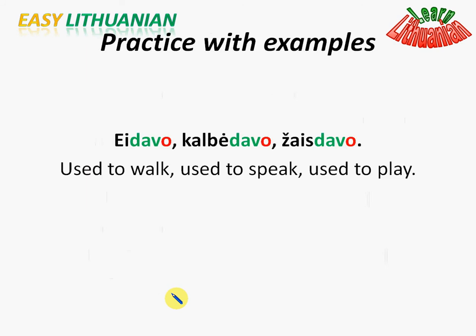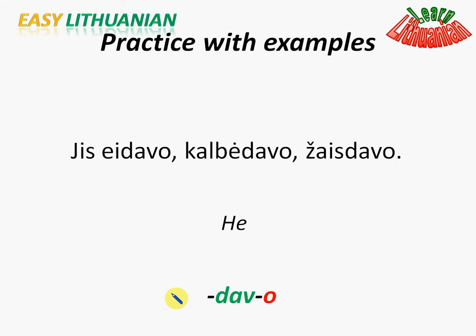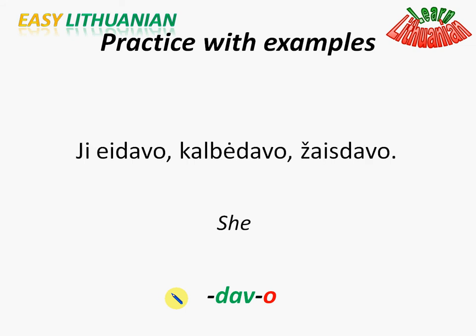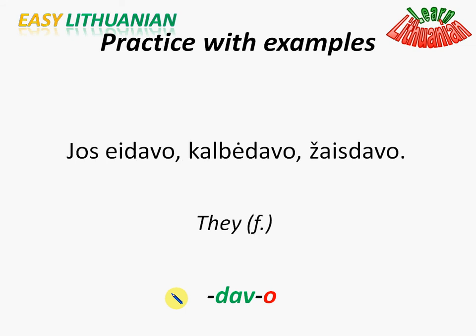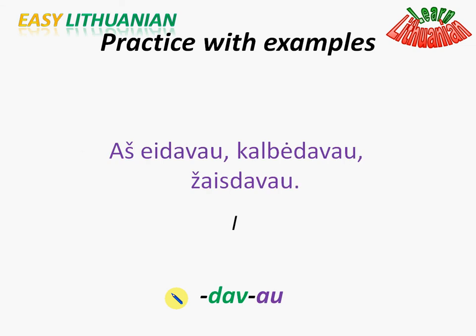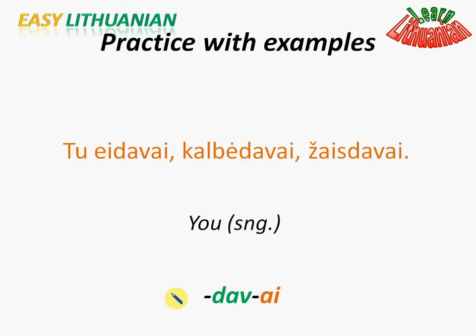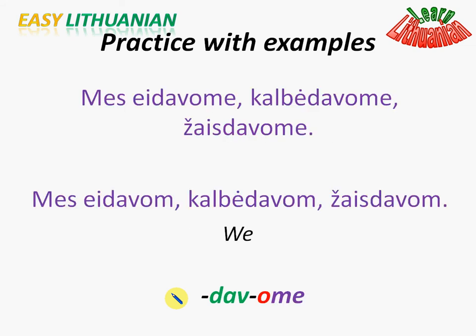Now let's practice with examples. Eidavo, kalbėdavo, žaisdavo. Jis eidavo, kalbėdavo, žaisdavo. Ji eidavo, kalbėdavo, žaisdavo. Jie eidavo, kalbėdavo, žaisdavo. Jos eidavo, kalbėdavo, žaisdavo. Aš eidavau, kalbėdavau, žaisdavau. Tu eidavai, kalbėdavai, žaisdavai. Mes eidavome, kalbėdavome, žaisdavome.